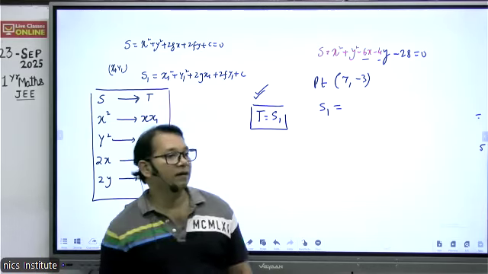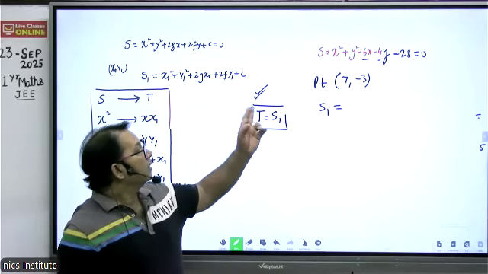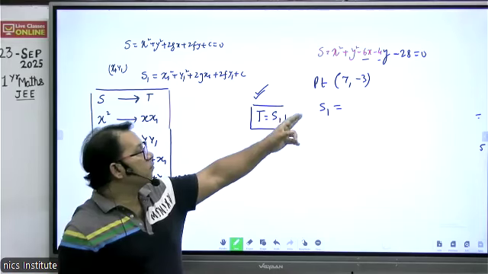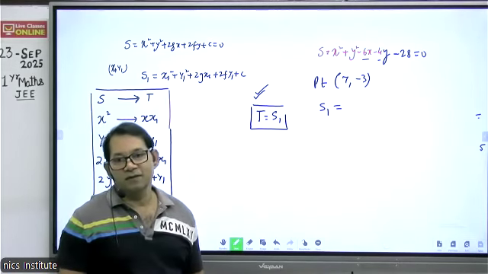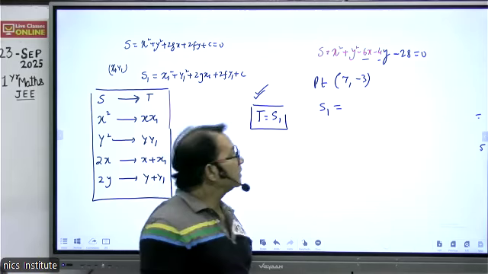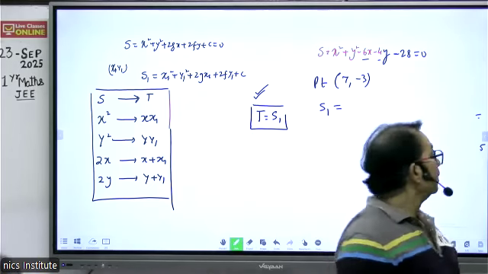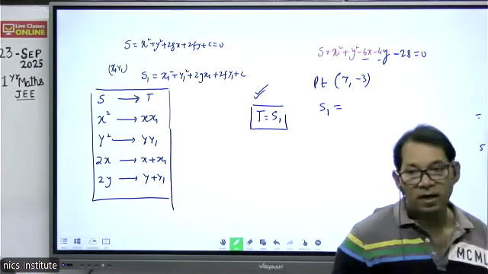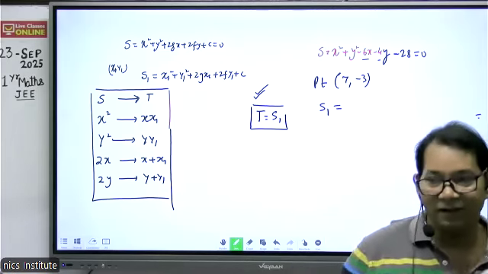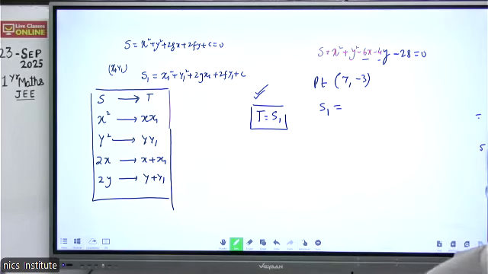Equation of the circle is x square plus y square minus 6x minus 4y minus 28 equal to 0. Yes. Now put the point in, find S1. Put the point in the equation of the circle. I hadn't given the constant term earlier, now the constant term is also -28. Now see what comes.